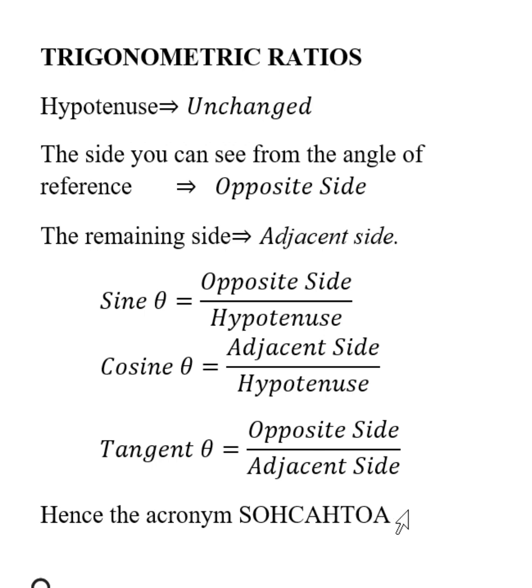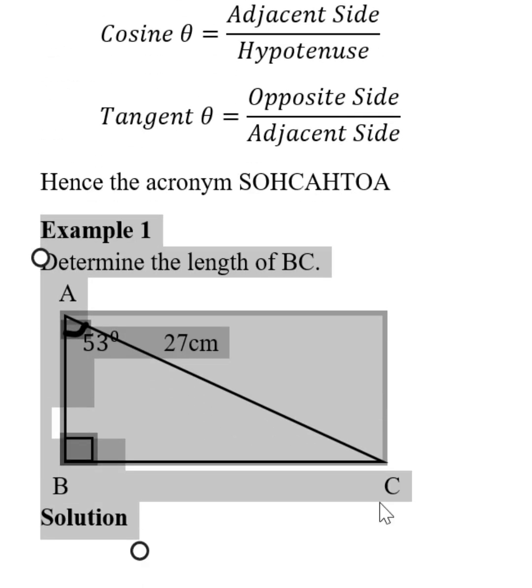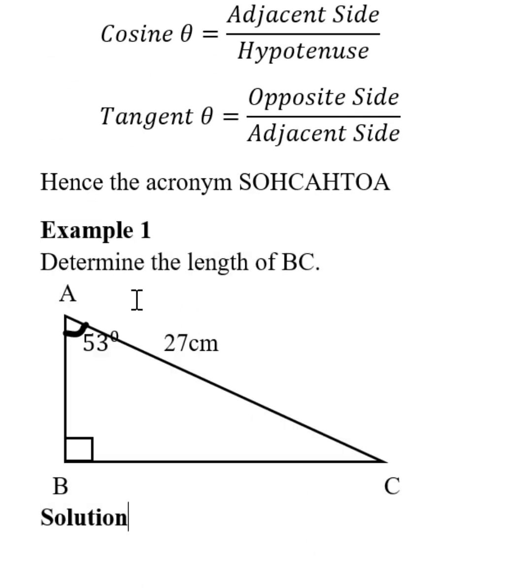Now we have some examples here we are supposed to tackle. The first one is a situation whereby we are supposed to get the length BC. BC is this one here. You can see we have been given 53 degrees and 27 centimeters here. Now what you need to do is to identify the line you are given and at least one more of the sides remaining. Of course, we have been given this side. This one is always the hypotenuse.